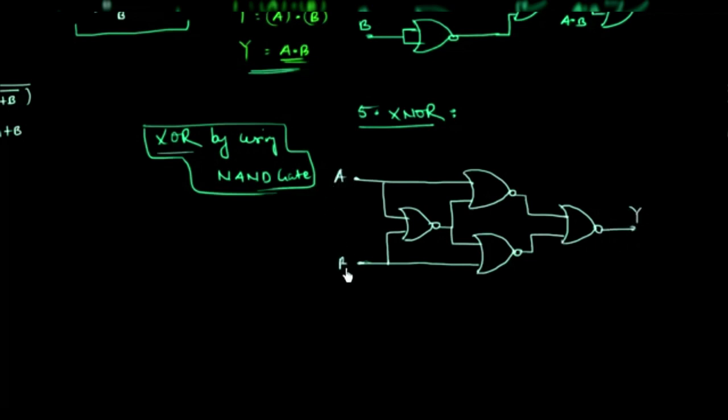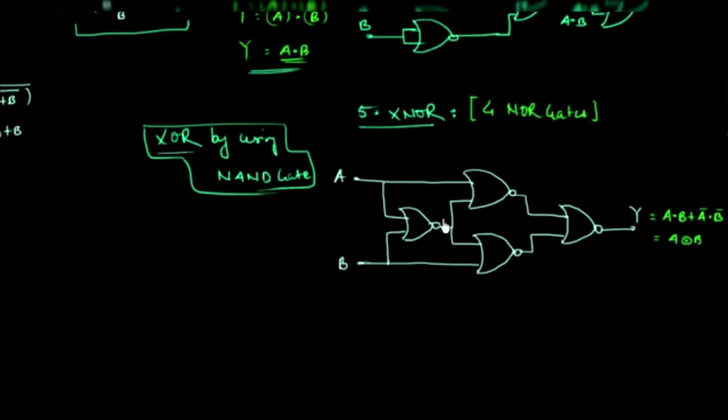A and B are the two inputs. So this is how you can have an XNOR gate by using four NOR gates. Now we will try to prove the output Y is equal to A and B, or A complement and B complement, which is A XNOR B.